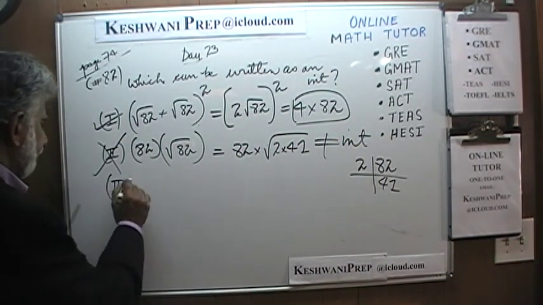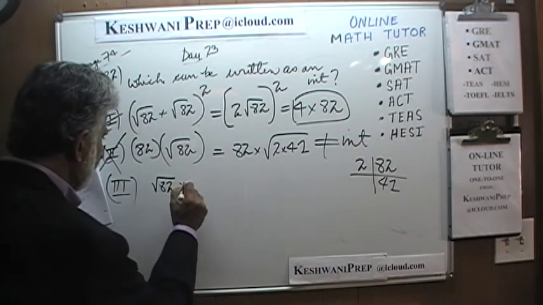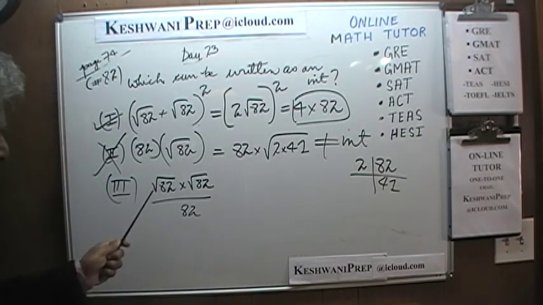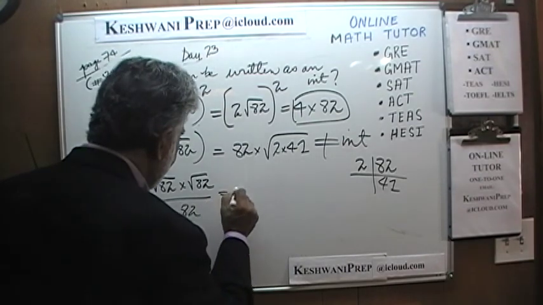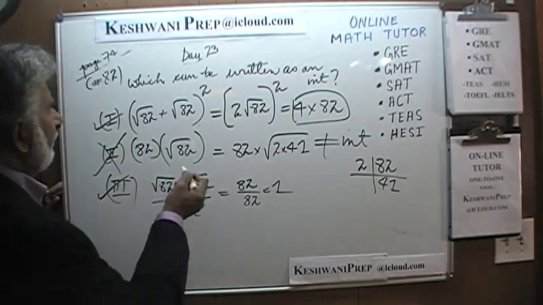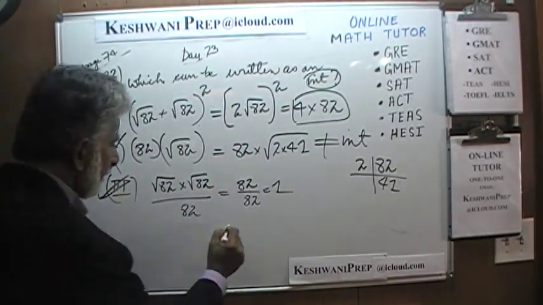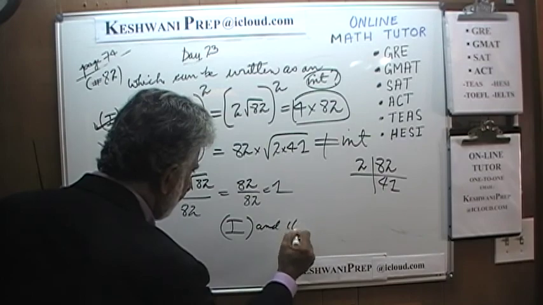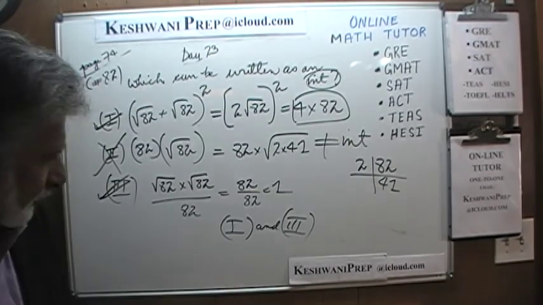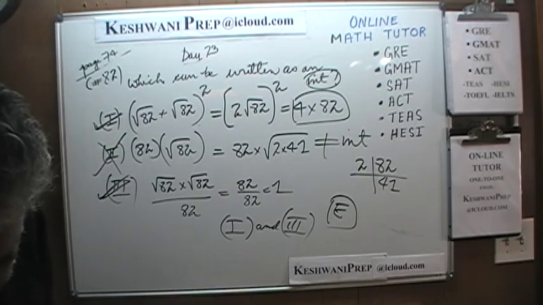Let's look at 3. Well, 3 is very straightforward actually. 3 is almost silly. Root 82 times root 82 on the top over 82, that's just silly. Root 82 times root 82 is just 82 over 82, and that's just 1. So the answer is, it says which can be written as an integer. The answer is 1 and 3. Statement 1 and statement 3 can be written as an integer, and that's your answer choice E. Let's look at the next one, number 83.